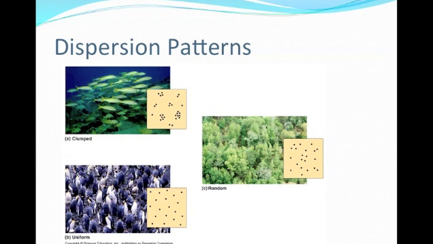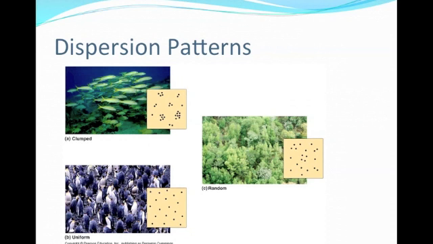Clumped would be like a school of fish because they group together. Random are often plants that use wind in order to pollinate because they just land wherever and grow. And then uniform, also known as even, is when things really don't like each other. Humans often are uniform within the city. If you look at a city, you have your blocks, and those are uniform. Each house has, say, a quarter of an acre on it, and so they're uniformly or evenly distributed.